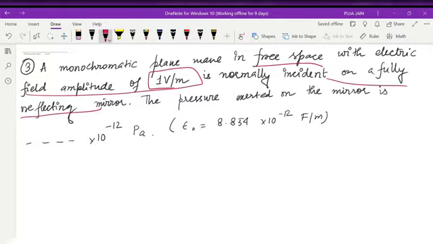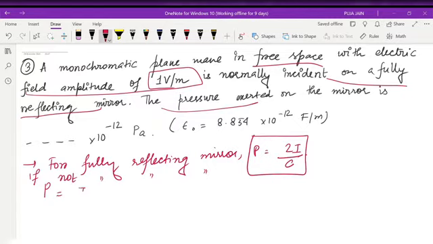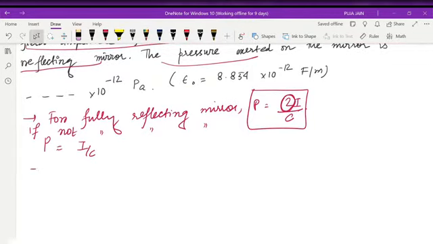The pressure exerted on the mirror is what? For a fully reflecting mirror, we know P equals 2I by C. If the question has not mentioned the term fully reflecting mirror, then the pressure is equal to I by C. Since it is a fully reflecting mirror, there will be a factor of 2, twice I by C. So let's do it now. P equals 2I by C, where I is the intensity.